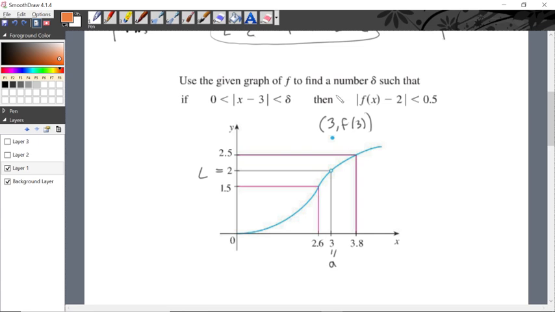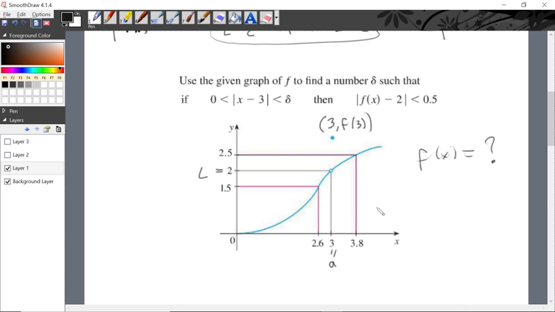Use the given graph of f to find a number delta such that if the absolute value of x minus 3 is less than delta, (delta has to be greater than 0, that's why this is over here, delta is always greater than 0, so is epsilon), then the absolute value of f(x) minus 2 is less than 0.5. We're not given what f(x) equals here, okay, but we have enough information from the curve.